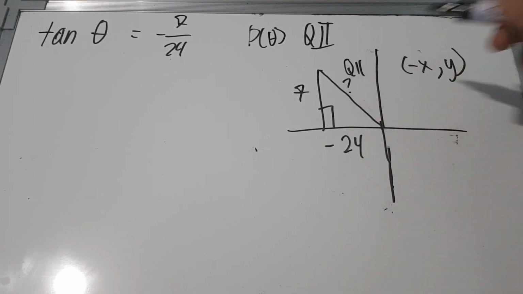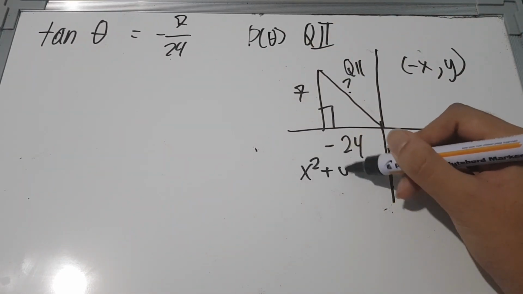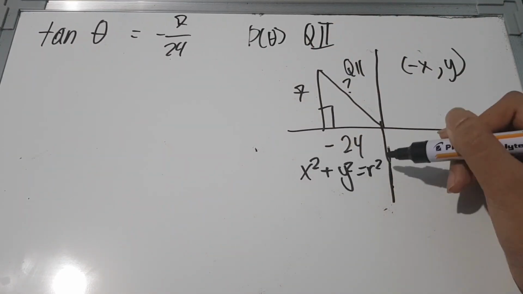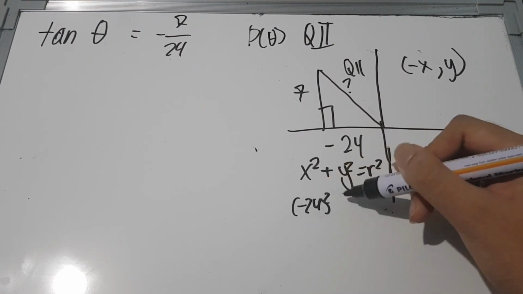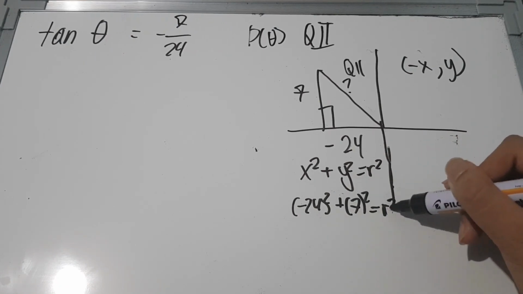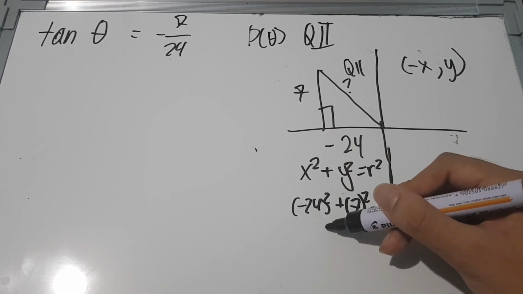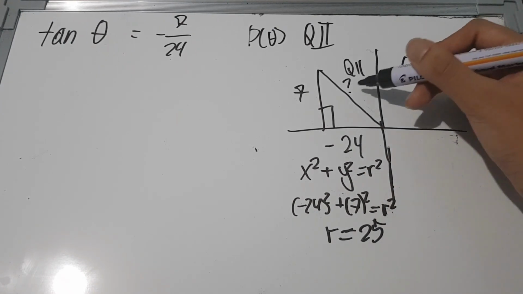Now the missing is the hypotenuse, or the radius, and in order to find that, again we have to use x squared plus y squared equals r squared. x squared will be negative 24 squared plus 7 squared equals r squared. Solve all that. r will be equivalent to 25.